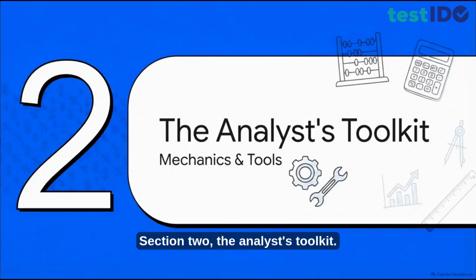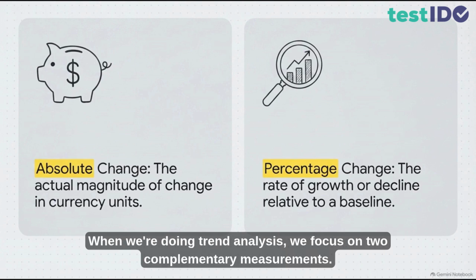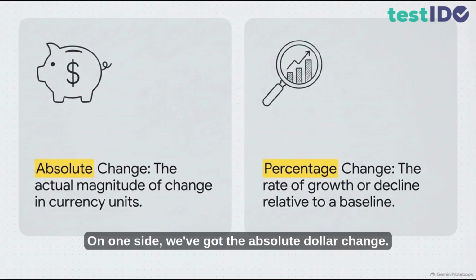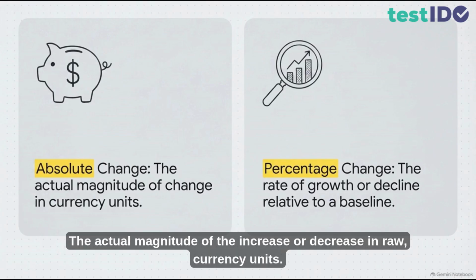Section 2. The Analyst's Toolkit. Let's see how this builds into your actual skill set and master the core mechanics for multi-period evaluations. When we're doing trend analysis, we focus on two complementary measurements. On one side, we've got the absolute dollar change. That's exactly what it sounds like, the actual magnitude of the increase or decrease in raw currency units.